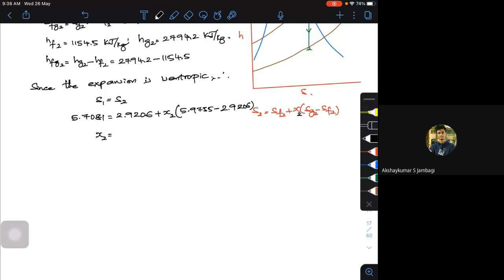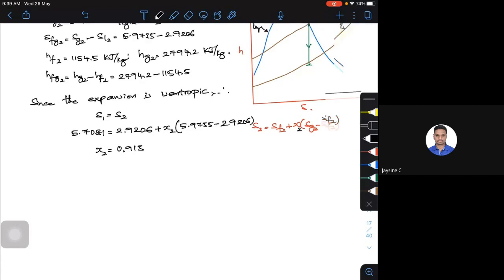Simple subtraction and division. Around 0.9 you have to get. You can round off to 2 or 3 decimals. 0.91. I am getting 0.913 or something, so you should get around the same number. Are you getting this? Someone can do it, no? 0.9120, sir. Okay, fine, around 0.91. So now what is your H2?